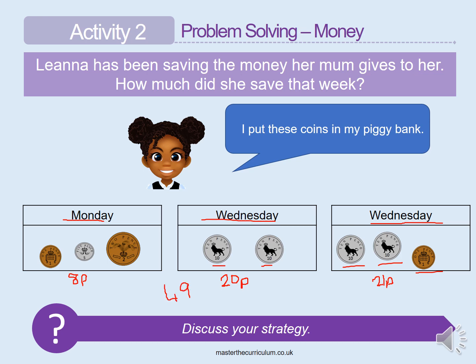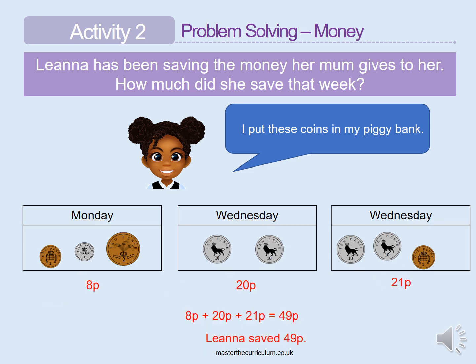it's 49 pence. So our strategy was to add up the total for each box and then add those numbers together to find out how much she saved in the week, and she saved 49 pence. Okay, so 8p plus 20p plus 21p equals 49. Leanna saved 49 pence. So have a go at these problems. Remember the skills that you've been taught and remember to explain your answers fully. Good luck.